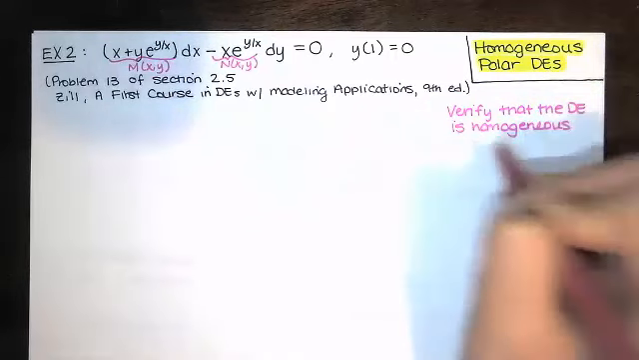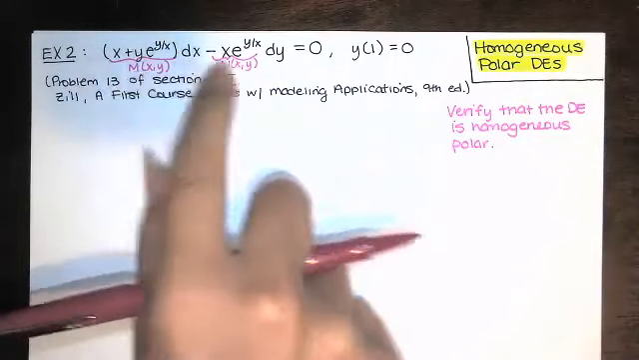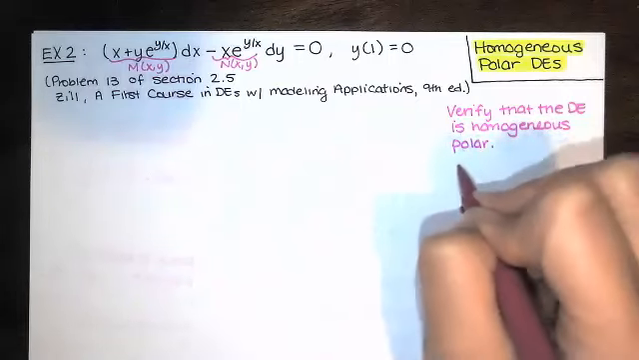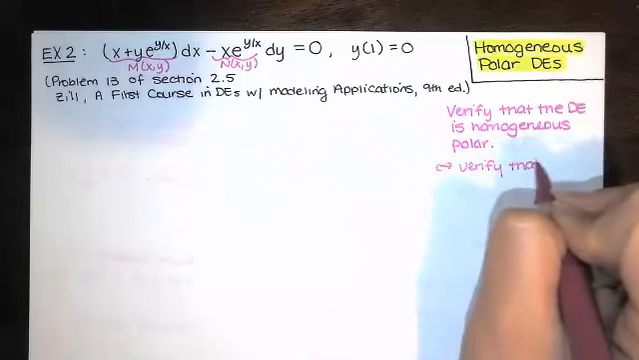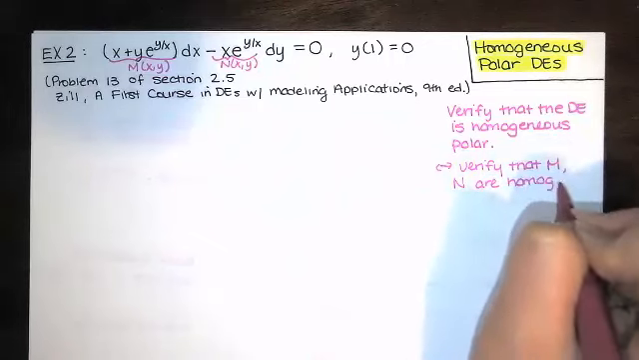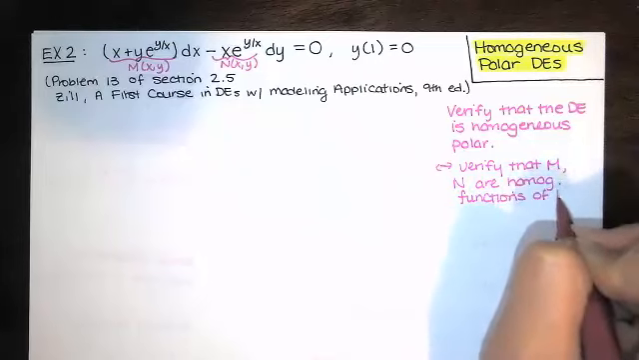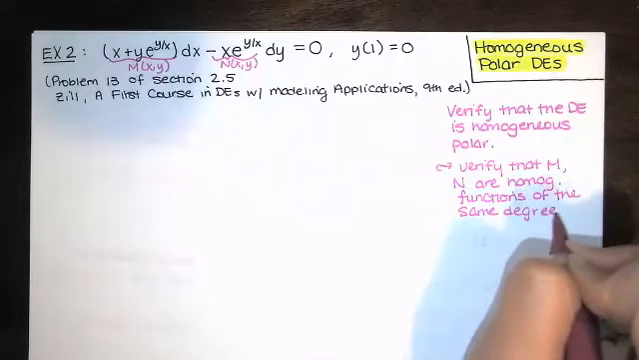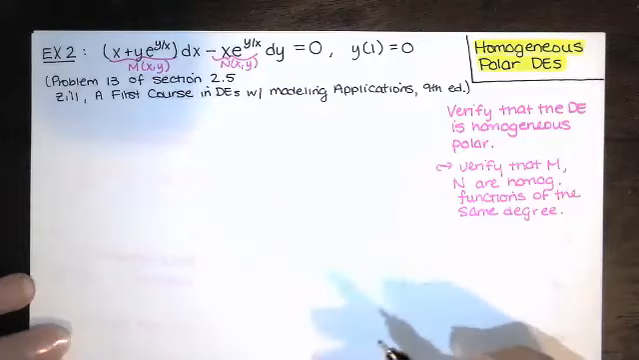And the way we do that is by verifying that M and N are homogeneous functions of the same degree. If we can do that, then we know we've got a homogeneous polar differential equation and we can solve it with the substitution that we talked about in the last video.